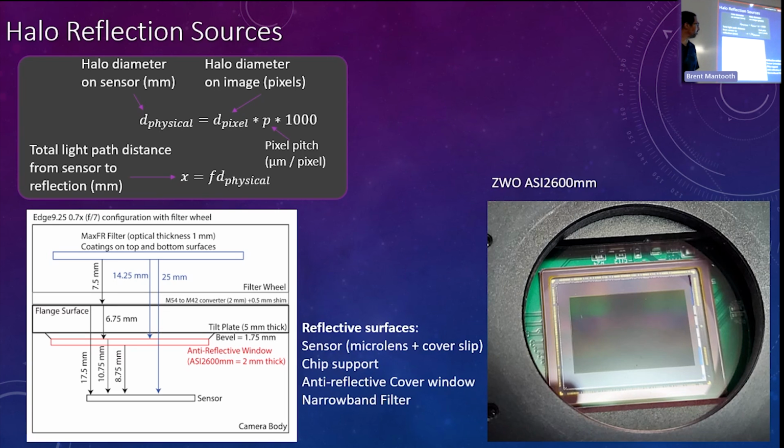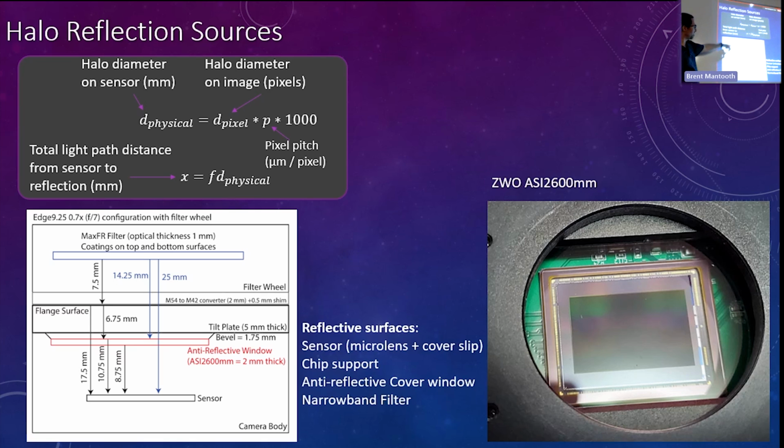A lot of people blame the narrowband filter as being the source of the reflection. And it turns out, if you know the diameter of the reflection on the image in pixels, and you know the pixel pitch of your camera, how many microns per pixel, you do some unit conversion, you can figure out how big that little reflection was in reality. How many millimeters was it? If you take that physical dimension and multiply it by your focal ratio, you can figure out the distance that the reflection originated from the sensor.